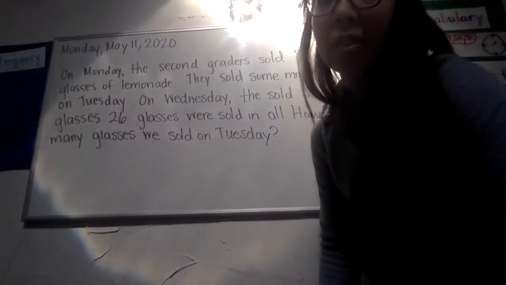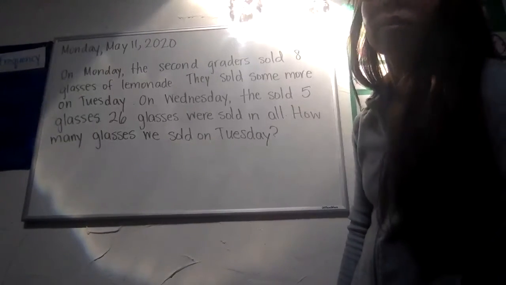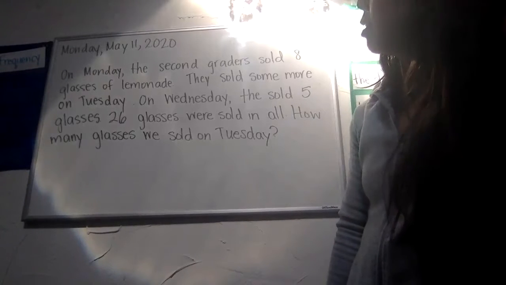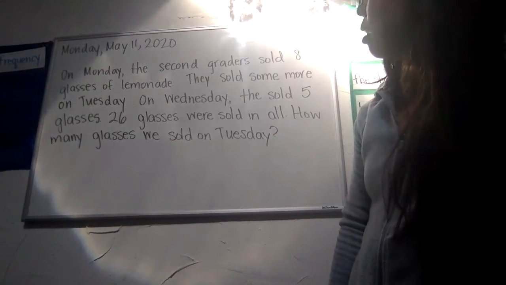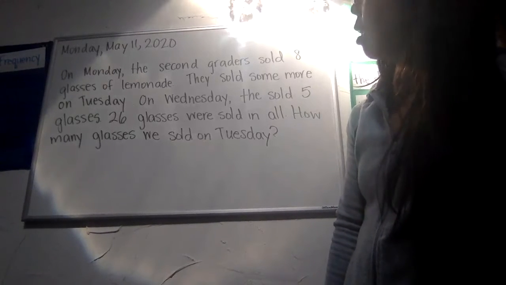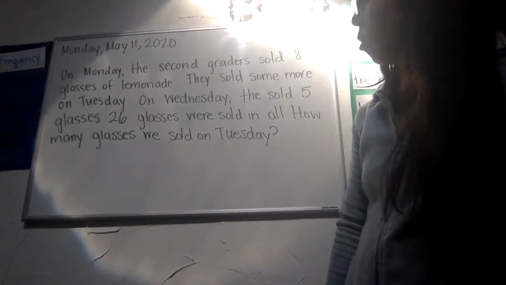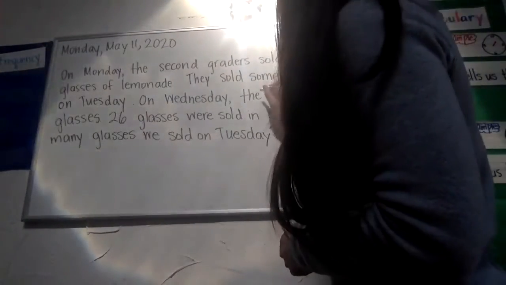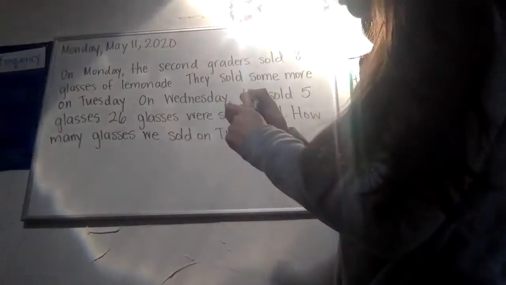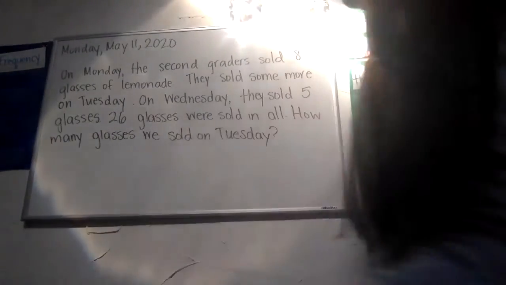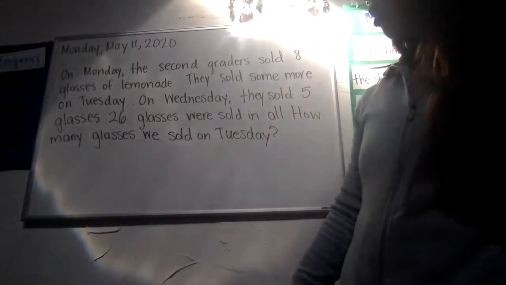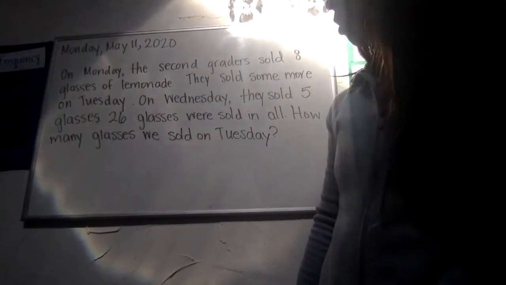So in this problem, it says, on Monday, the second graders sold 8 glasses of lemonade. They sold some more on Tuesday. On Wednesday, they sold 5 glasses. 26 glasses were sold in all. How many glasses were sold on Tuesday?